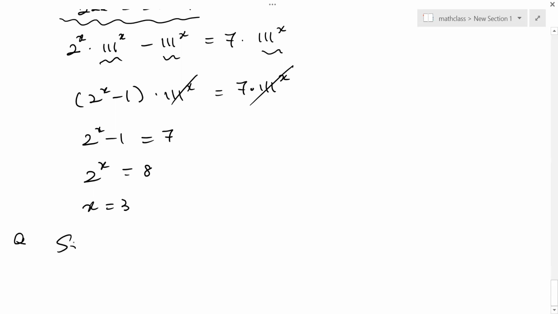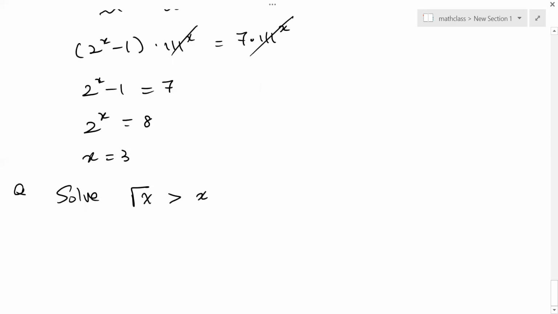Our next problem is trying to solve this equation, square root of x greater than x. Right. We improve our algebraic knowledge using these examples. I cannot teach you all the rules we should learn, so I'll use examples. I will show you. So this is a simple equation. Please go ahead and solve it. This is an inequality, not an equation.